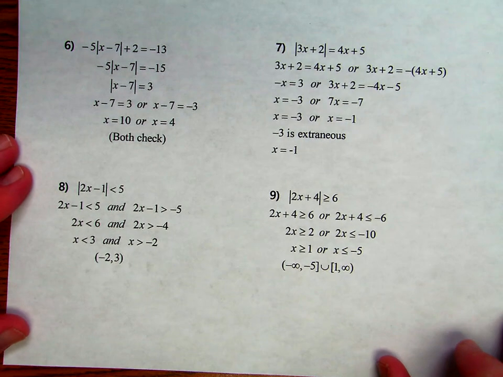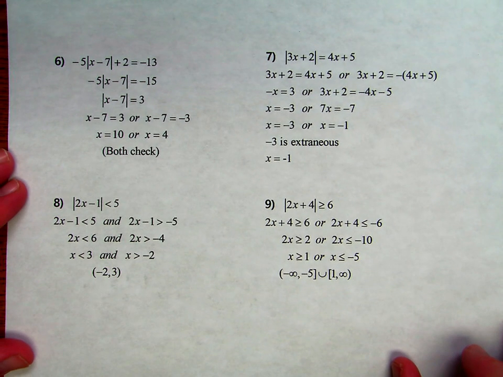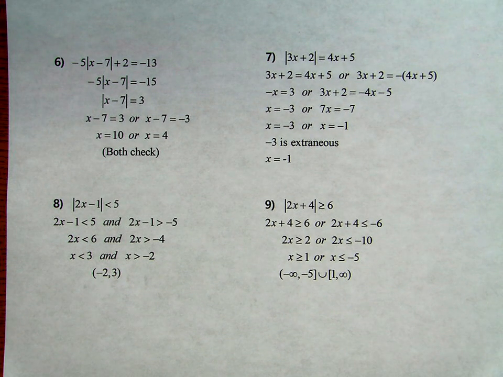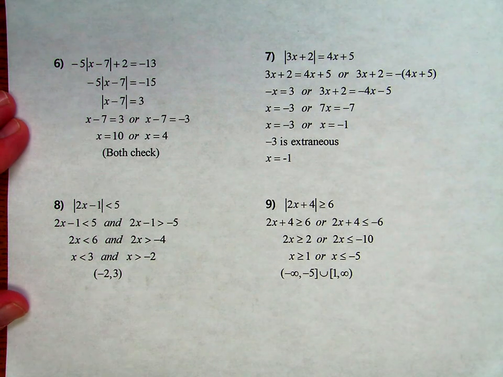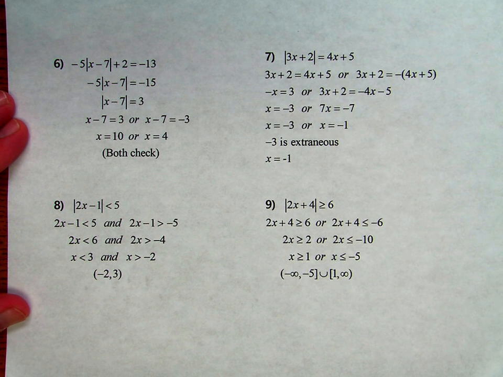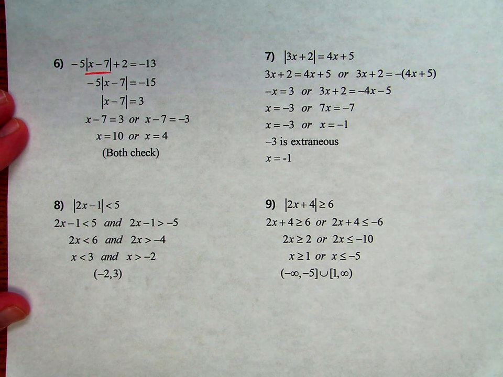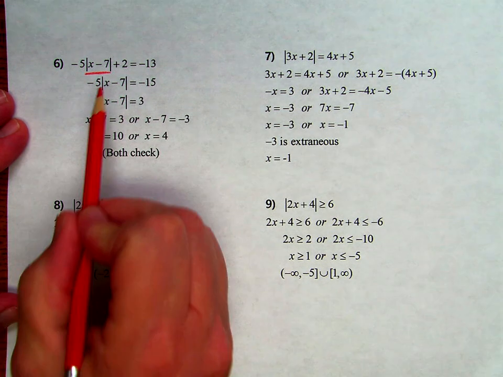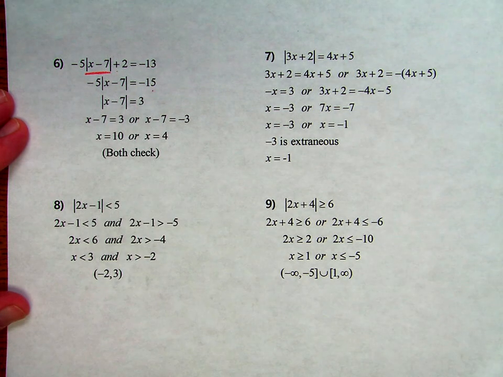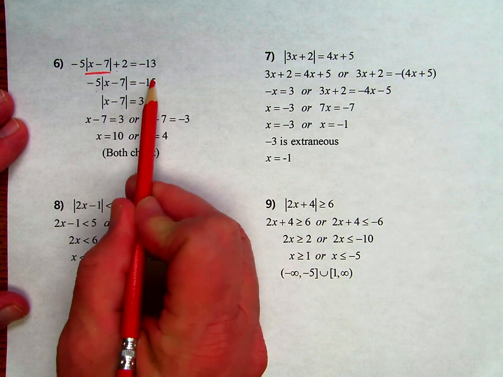All right, now on to a couple basic absolute value equations. All right, so for absolute value equations, you want to first isolate the absolute value by itself on one side of the equals. So for this particular problem, it means you have to subtract over the 2 and divide by -5.